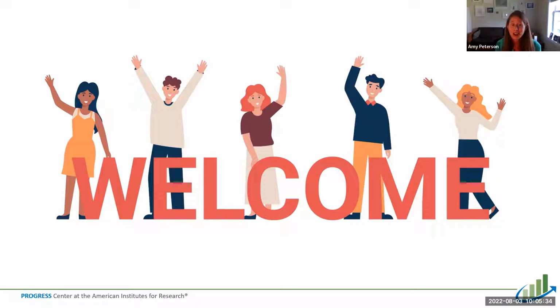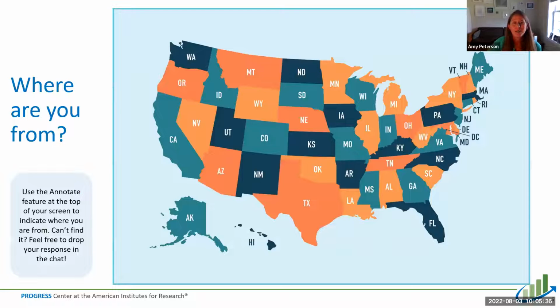We also want to get to know where you are. So if you are familiar with Zoom, you can go ahead and in your toolbar up at View Options, use the annotate feature to check on the map where you come from. We know if you're from Rhode Island or Delaware, or some of the smaller spots on the map, it might be hard to do. So feel free to put that in the chat as well, if you can't find that annotate feature, or you can't find a spot to put yourself on the map.